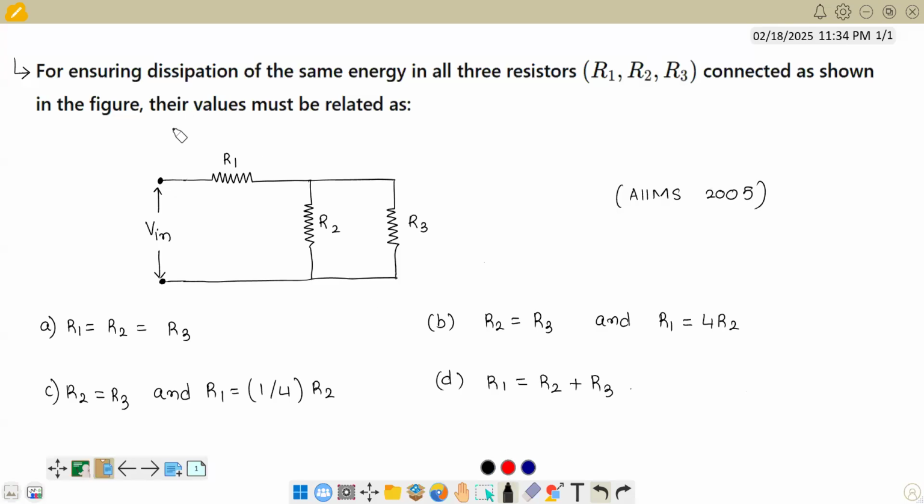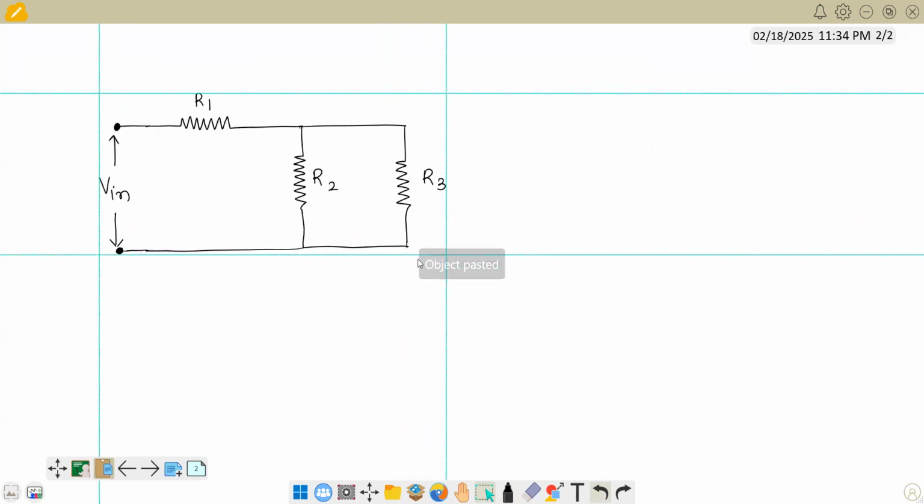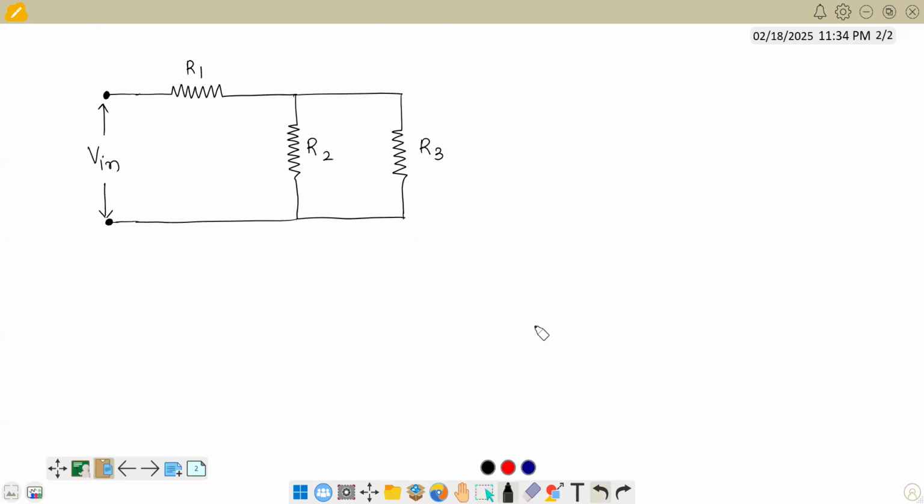Hello student, the question says, for ensuring dissipation of same energy in all three resistors R1, R2, R3 connected as shown in the figure, their values must be related. It is asking how R1, R2, R3 must be related. Let us try to solve this problem. So we will take this circuit and the input voltage is given as V in.